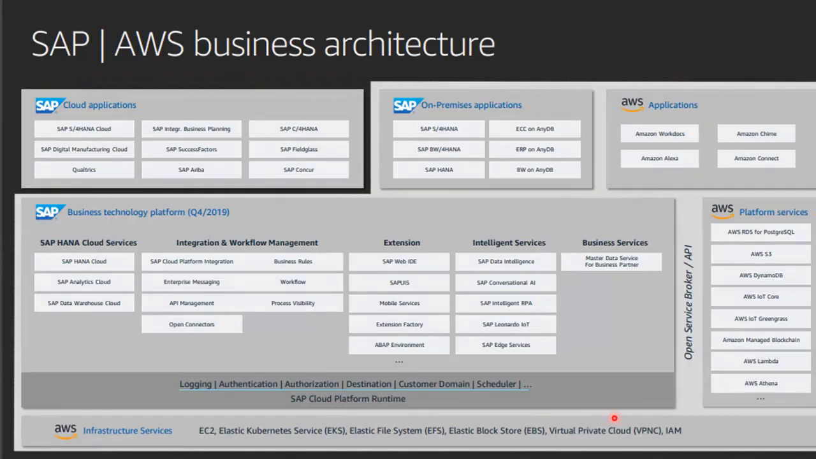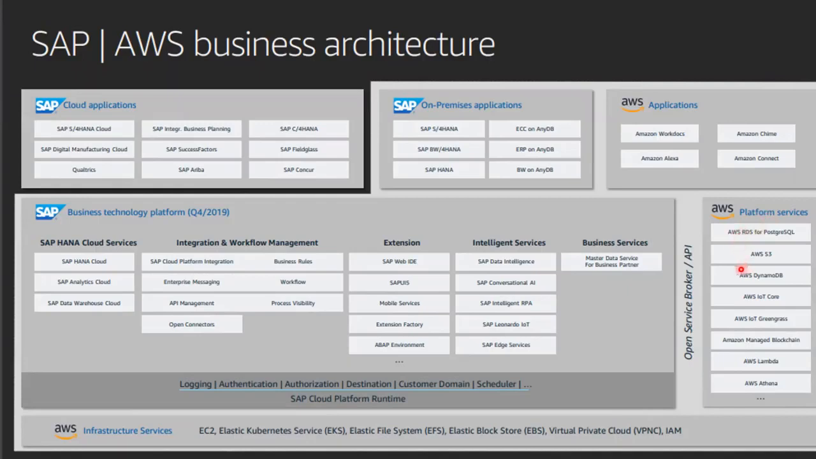So you can use AWS infrastructure services like EC2. You can use EBS volumes, and then you can use storage also from AWS, whether it's object storage or block storage. In terms of platform, you can use AWS platform services.